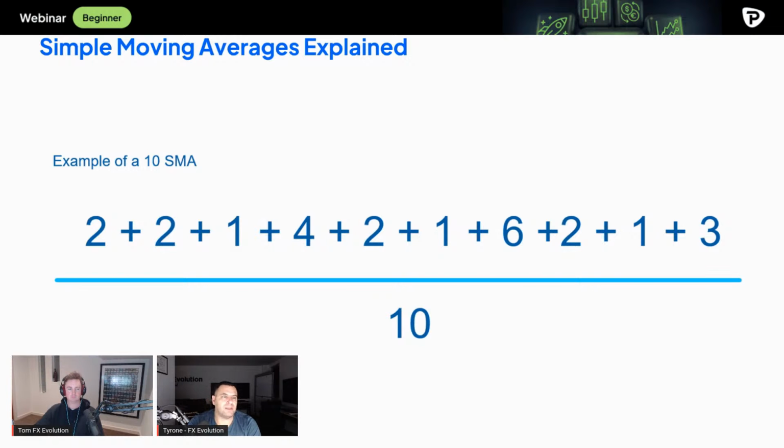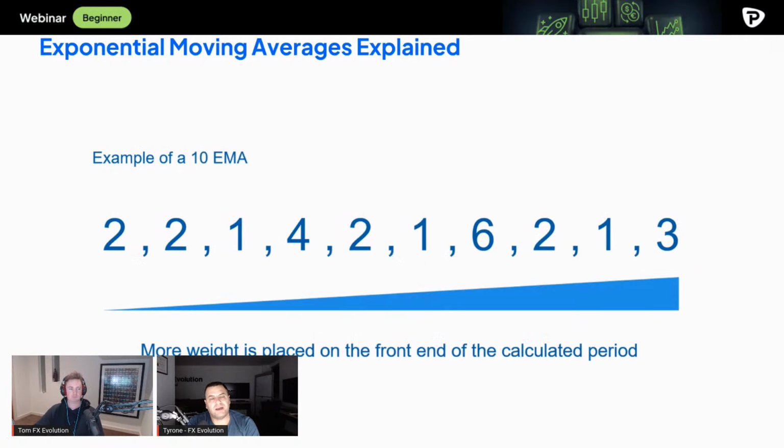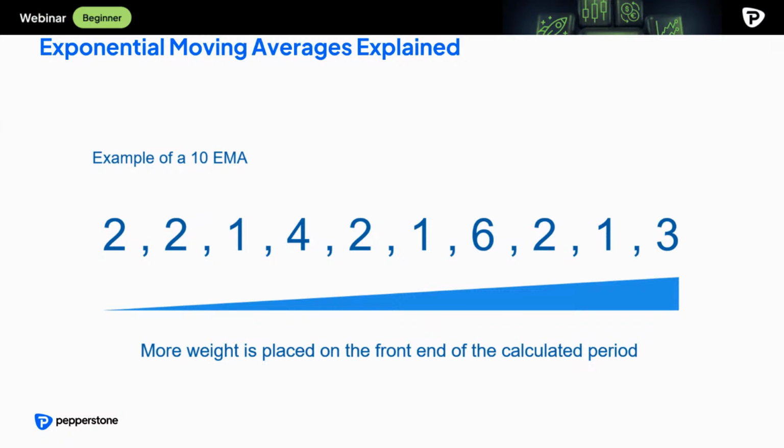Now, the other very popular moving average is the exponential moving average, which is the EMA. What that does is give more weight to the front end. So if we were looking at a 10-period EMA here, you can see by that little graph that a lot more weight is given to the 3, the 1, the 2, and the 6 than the 2, 2, 1, 4 at the back end. So that makes it a very fast moving average compared to the SMA. It's a lot quicker than the 10 SMA because it's using the more forward data, so it's far more reactive.